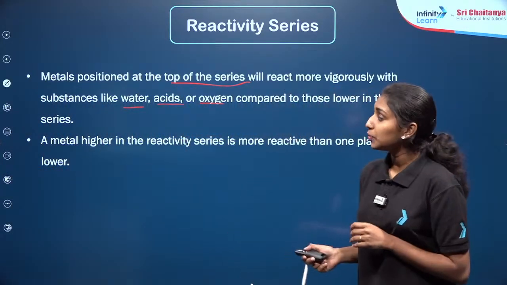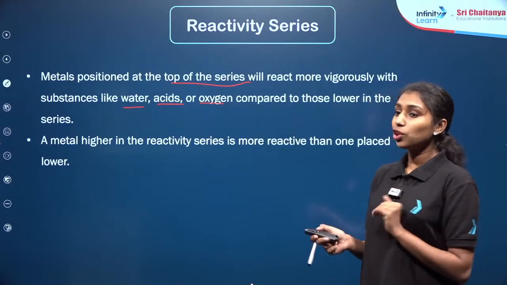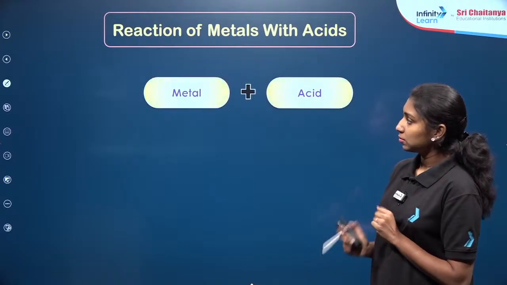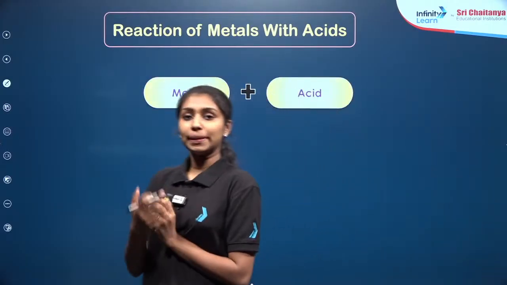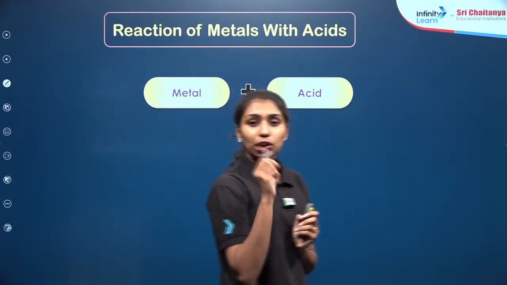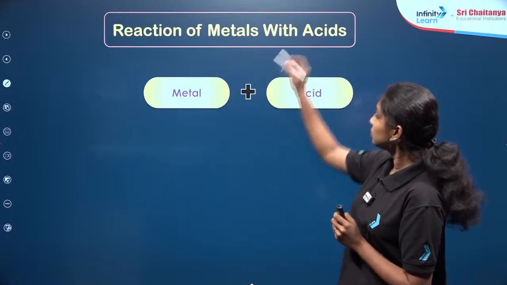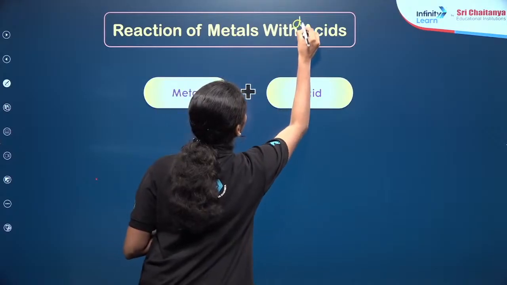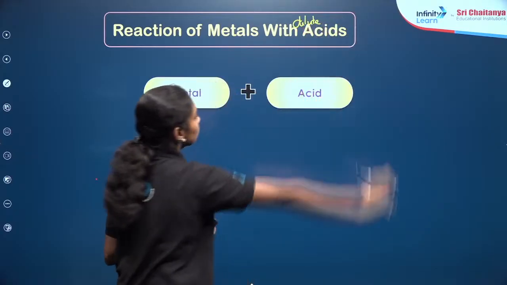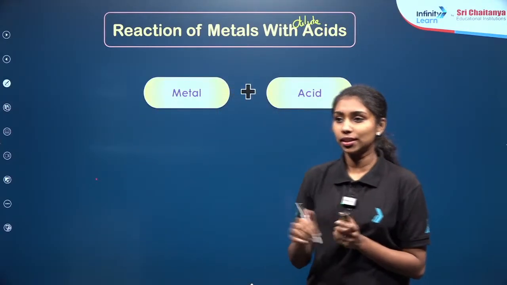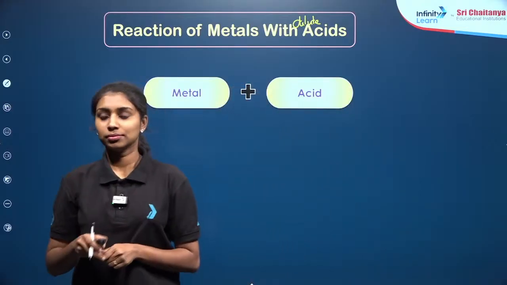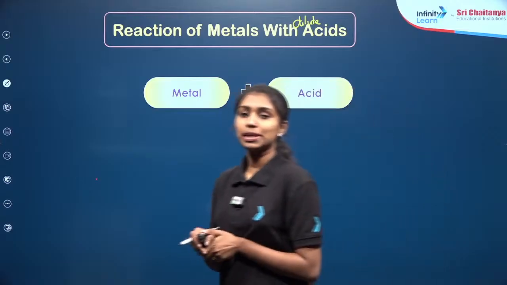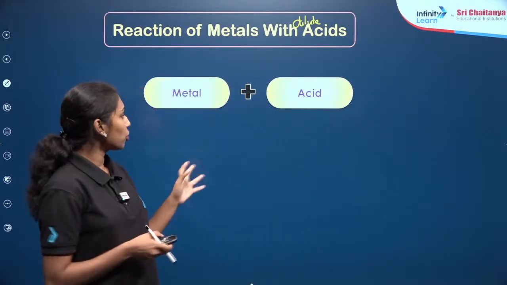Now let us directly move to the reaction of metals and non-metals with dilute acids. What will happen whenever a metal reacts with dilute acids? What will be the product? What are you expecting?